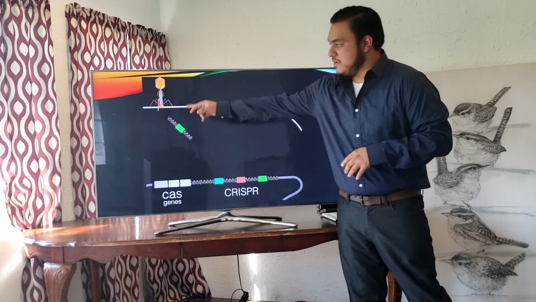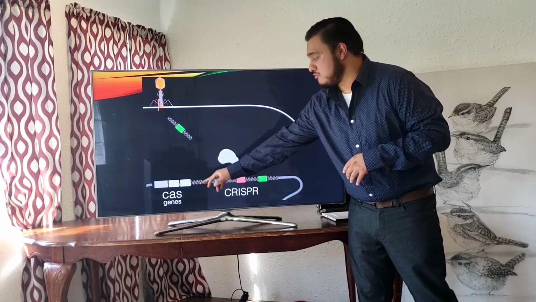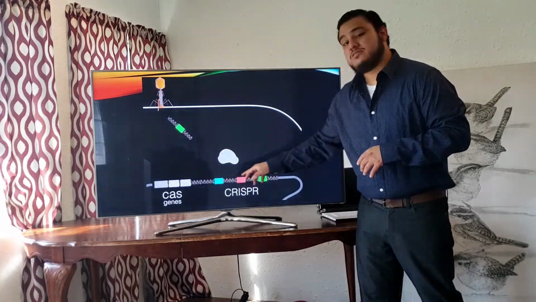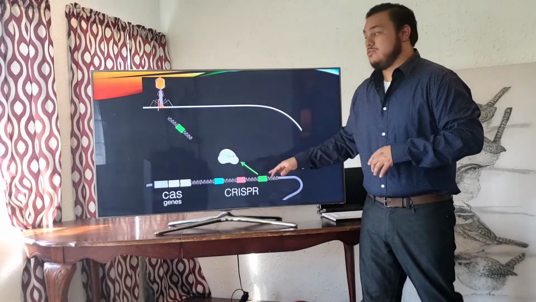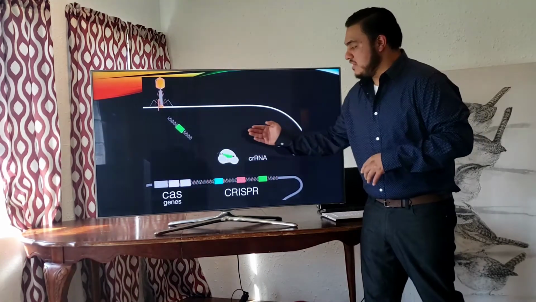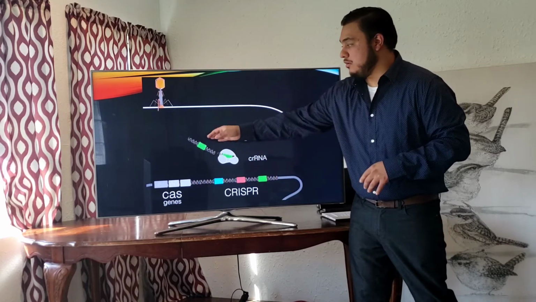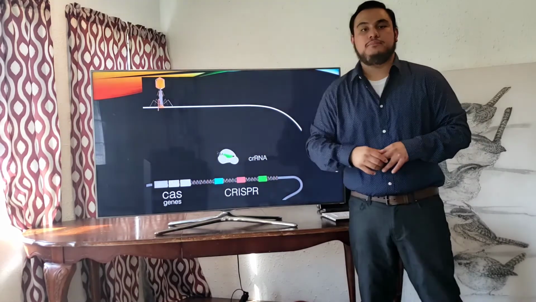So here we have a bacteriophage that has injected its viral DNA. These Cas genes will then be translated and transcribed to form this CRISPR complex. These spacer DNAs here will then be translated and transcribed to form this CRISPR RNA. So now what it'll do, it'll sit in this complex. Then this entire complex will actually latch on to this viral genome and destroy it.